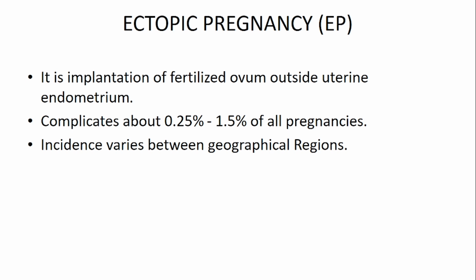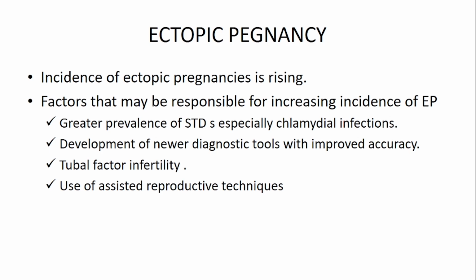1.5% of all pregnancies. Incidence varies between geographical regions for many reasons, one of which is the fact that we do not know the actual number of pregnancies that occur in the population. Another reason is that different denominators are used in calculating the incidence. However, it is important to know that the incidence of ectopic pregnancy is on the increase.